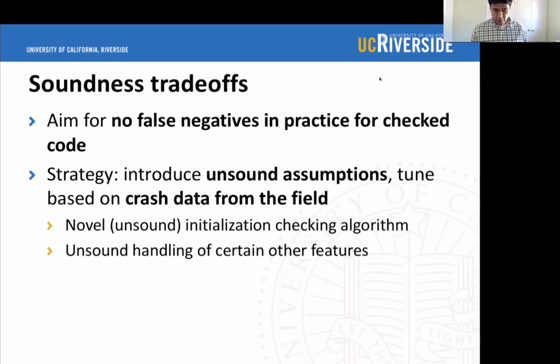So where we ended up was a few interesting techniques. We had a novel algorithm for checking initialization, which is unsound, but quite practical in that it seemed to eliminate, at least in the Uber code base, all the initialization bugs that we saw. And we had unsound handling of certain other features. I'll give an example on the next slide.